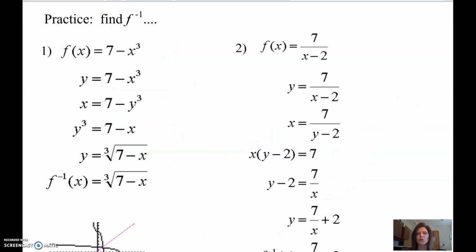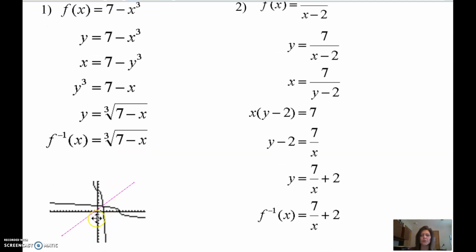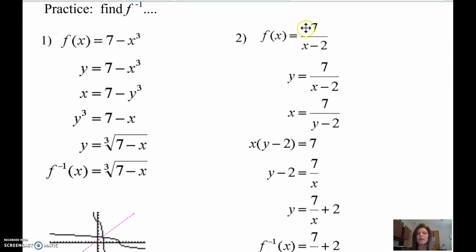All right, a couple more examples here. If you have f of x is equal to 7 minus x cubed and you want to find the inverse, same process. Replace f of x with y, swap the x's and y's, and then solve for the y. The only trickier part in this one is you're solving for y and you have a cube, so you have to remember to take the cube root. Again, I've shown you a picture here of what the original function and what I found for the inverse look like, and they do look like they align across that diagonal line.